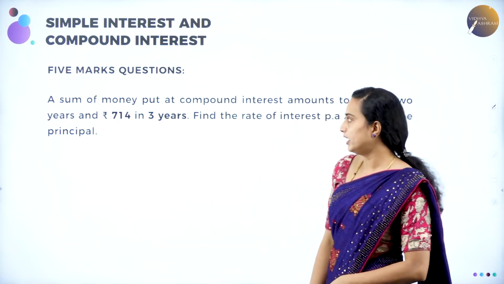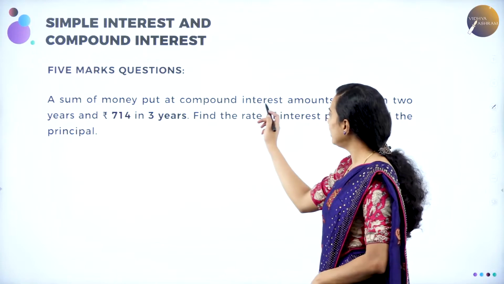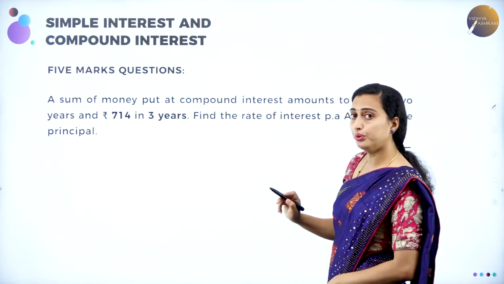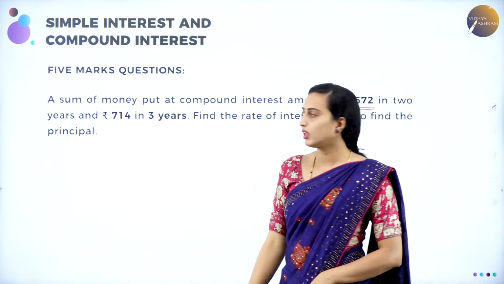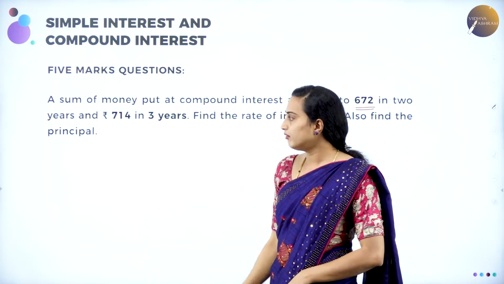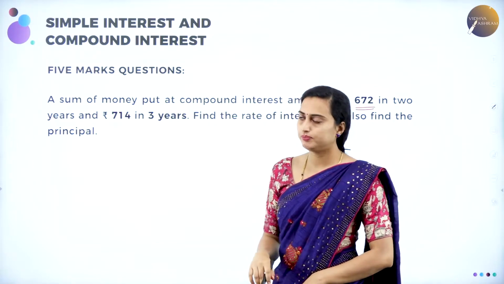What they have asked: A sum of money put at compound interest amounts to 672 in 2 years and 714 in 3 years.